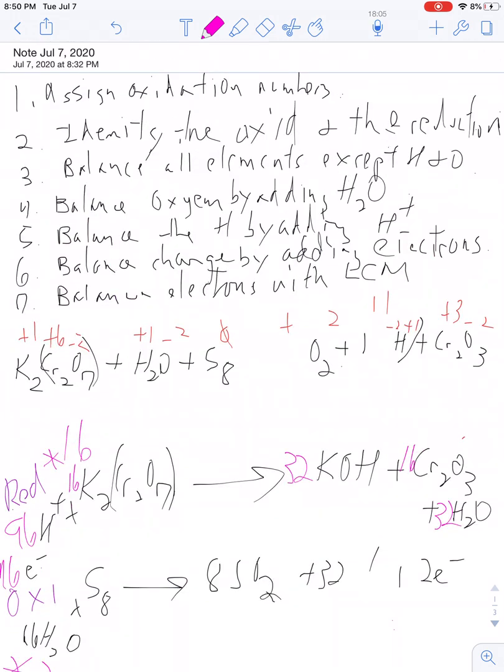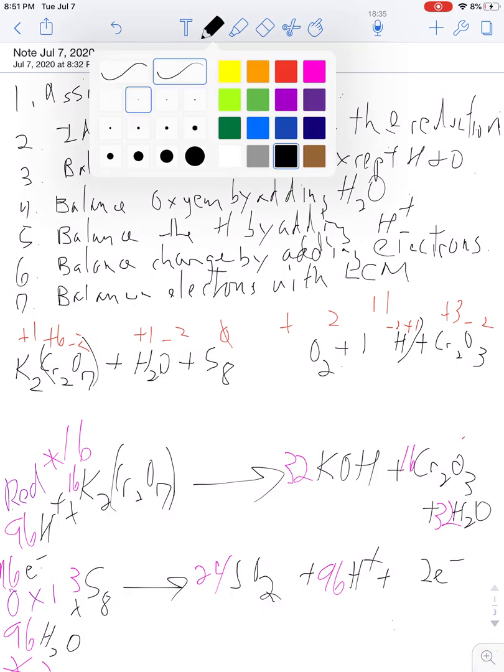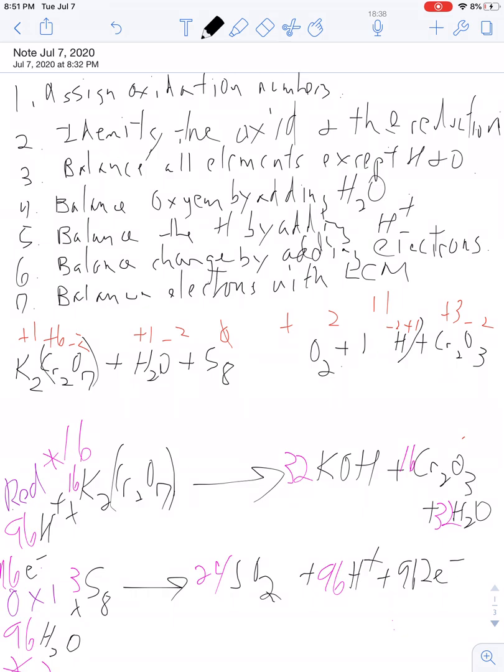Down here, we're going to multiply everything by 3, so this becomes 96, this becomes 3, this becomes 24, this becomes 96, and that was my H pluses that somehow got disappeared. And this is going to become 96 electrons.